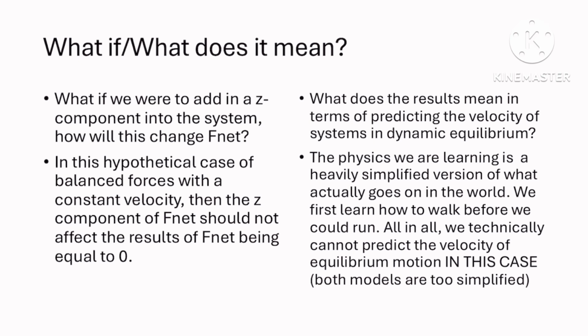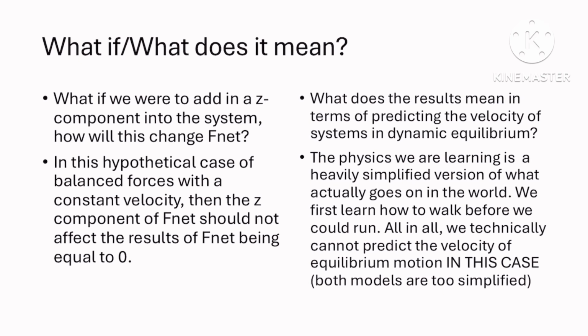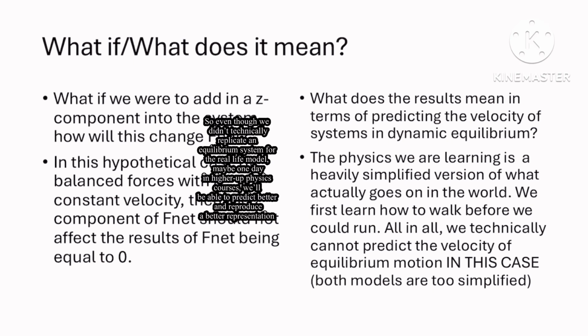Okay, so what does it mean? If we were to add a z component into the system, would that change F net? No, it would not. It would still be 0. And then what would the results mean in terms of predicting the velocity of systems in dynamic equilibrium? The physics we are learning is heavily simplified.